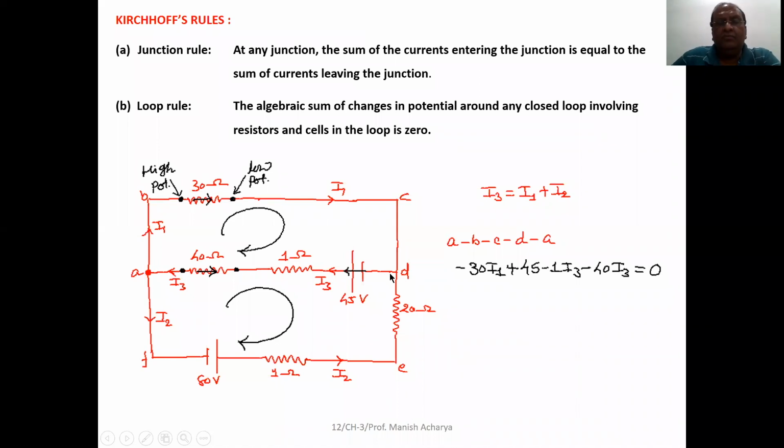Then when we move from D to A, first the negative terminal of the battery appears, then the positive terminal. The negative terminal of the battery is at lower potential and the positive terminal is at higher potential. So final minus initial comes out positive, and the 45 volt potential difference is taken as positive. Now simply remember one thing: for this 30 ohm resistor, we consider the potential difference as minus 30 I1.